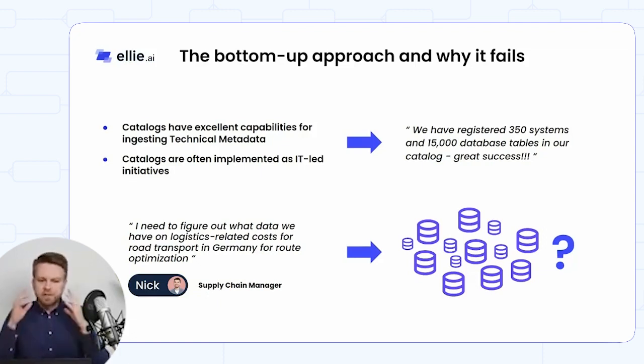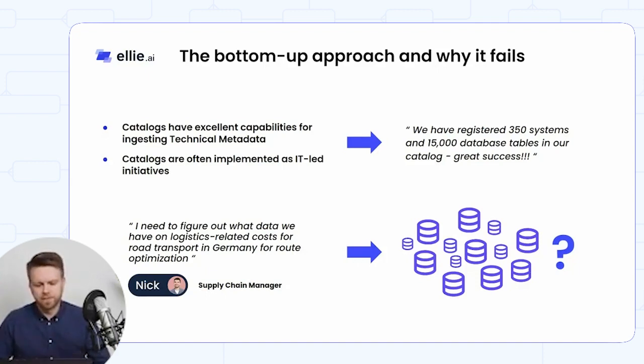Now, if you have that sort of a question in your head and you go into a data catalog, it doesn't really matter how fancy the UI is, but if that data catalog has information about 350 systems and 15,000 database tables, how does that help you find the answer to your question? If these initiatives are done based on maximum amount of technical metadata being ingested as fast as possible on a vast scale, being led by IT so that every database administrator is super happy, we have a very good register of all the tables we have, it doesn't really help with the context.